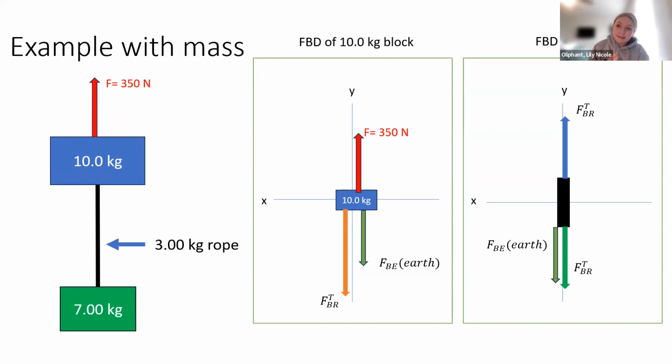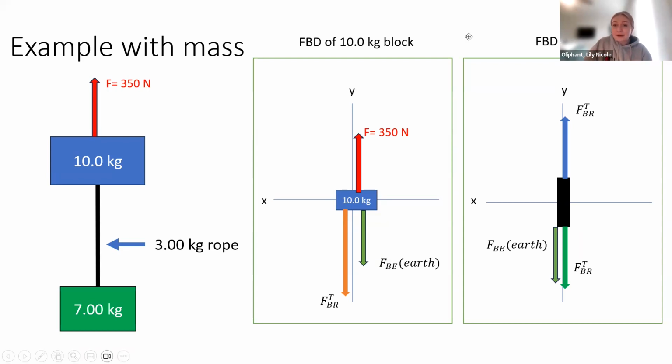I don't have a diagram of the 7 kilogram block because I really just wanted to focus on what the difference is when the rope has mass, and why it has its own free body diagram. So we can see that there's this 10 kilogram block. It has, of course, the force of gravity acting upon it. We have a force of tension on the block by the rope pulling downwards, and then of course that normal force and the applied 350 newtons pulling upwards.